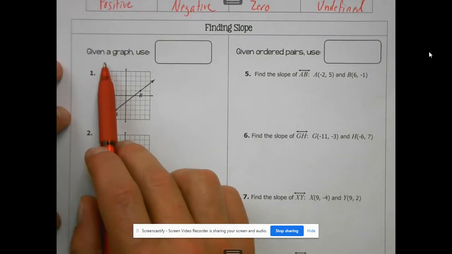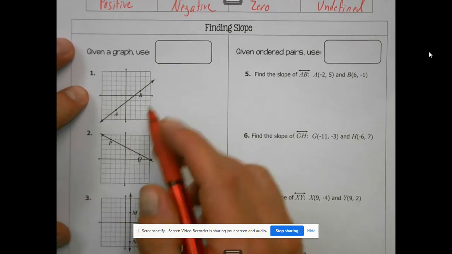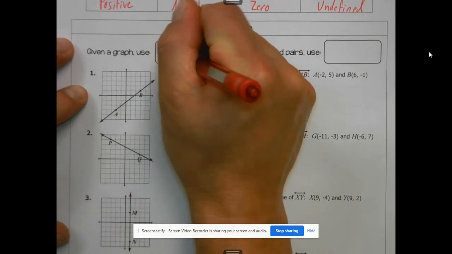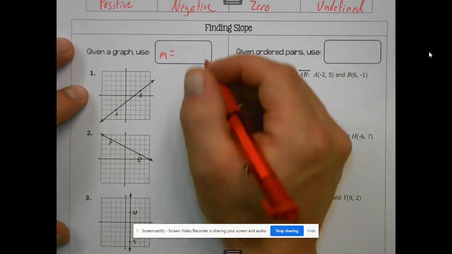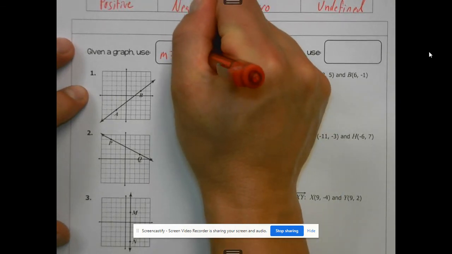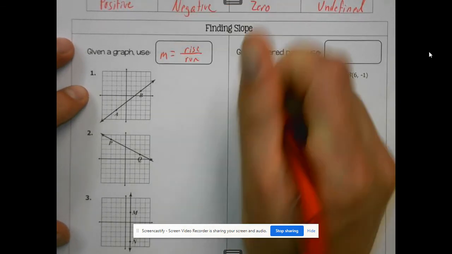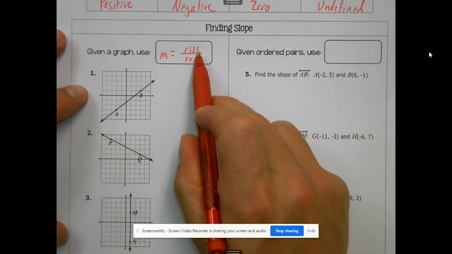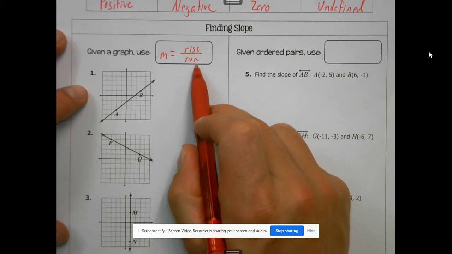It says, given a graph, use the following for slope. We like to use an M, that stands for slope. And from a graph, it's rise over run. Start at one of the points, go up or down, and then go left to right to get to the next point. Rise over run.